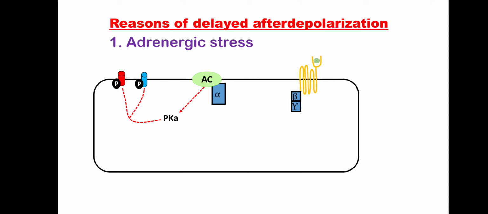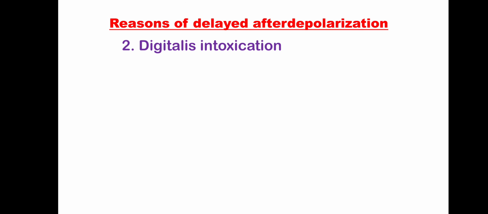Now phosphorylation of the sodium and calcium channel means these channels will get activated so that a large amount of sodium and calcium influx will be taking place, and this large influx of sodium and calcium will be the reason behind the overloading of the myocardial cell with cations. Okay, so this is how adrenergic stress may lead to delayed after depolarization. Our next reason behind this delayed after depolarization is digitalis intoxication.